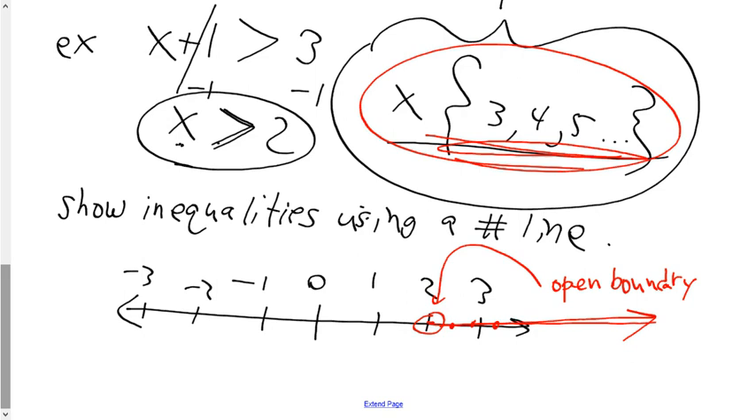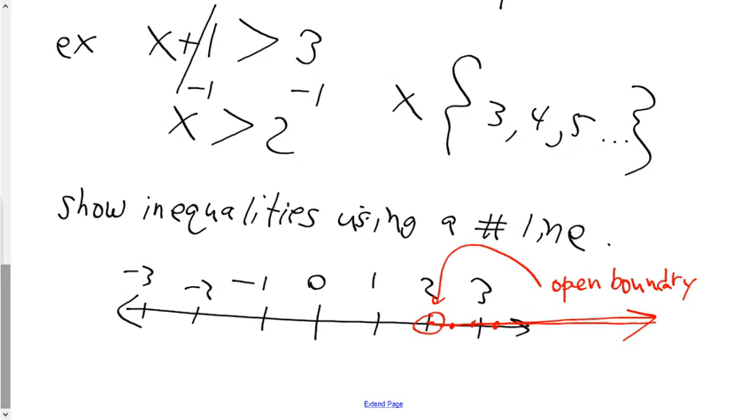So again, an open boundary means the number it starts on is not included in your set. An open boundary, when we use it, it means it's not included. And as we can see here, 2 is not one of our solutions, so it's not included in the set of numbers that makes x possible.